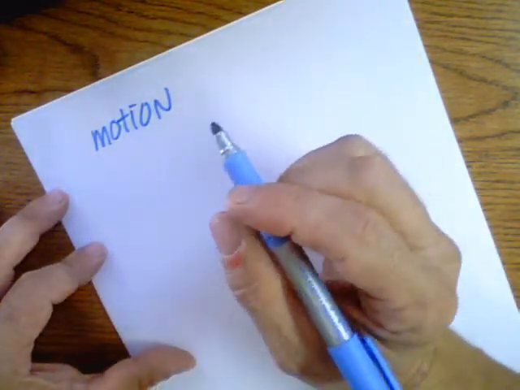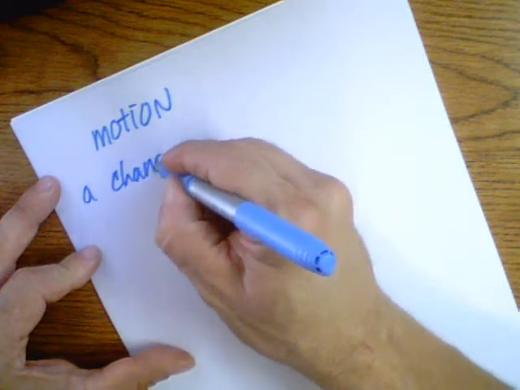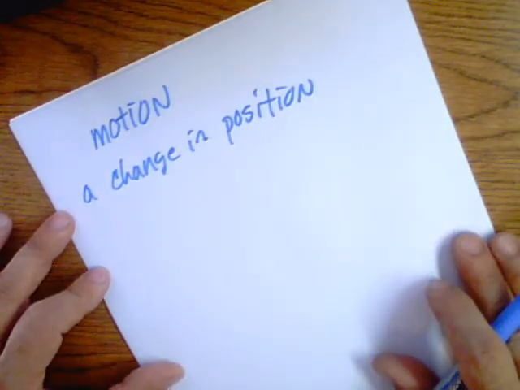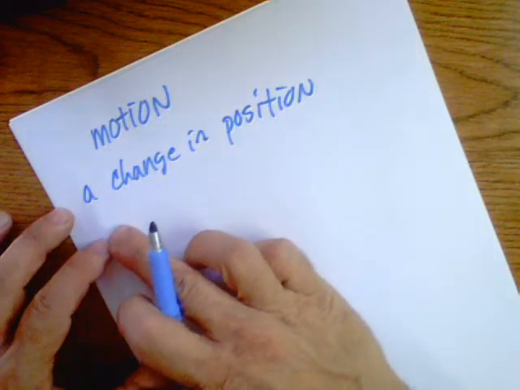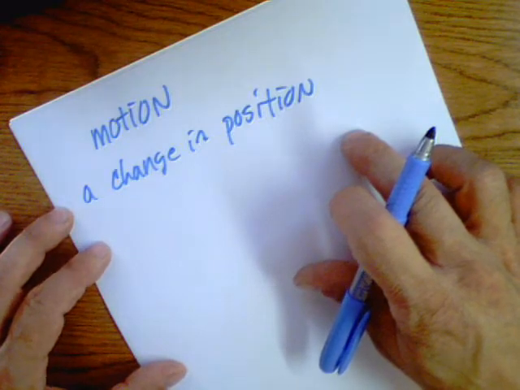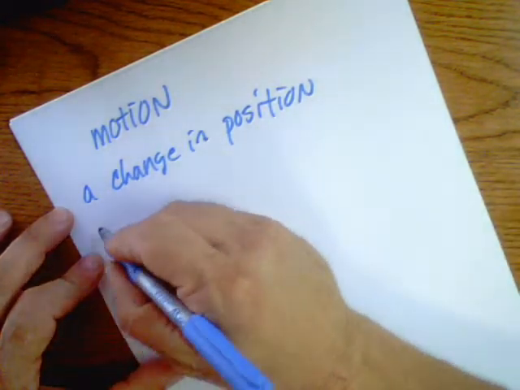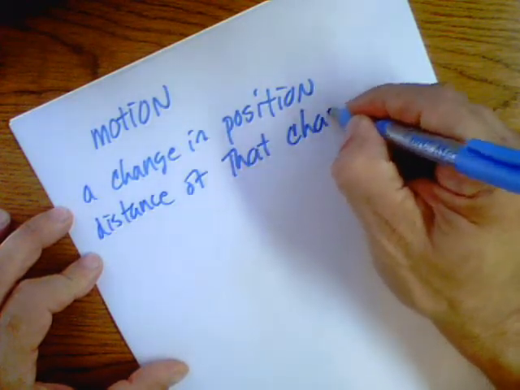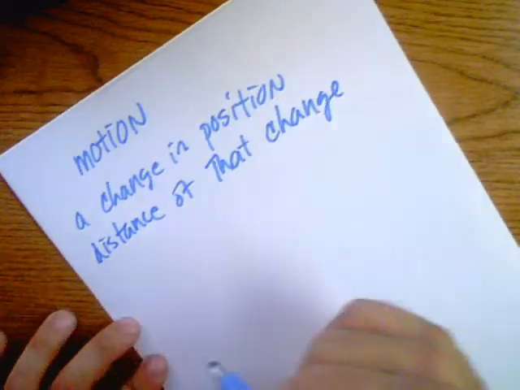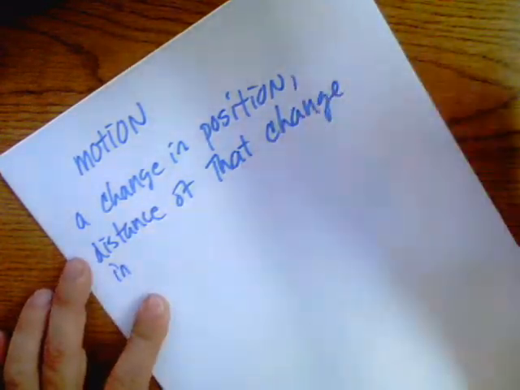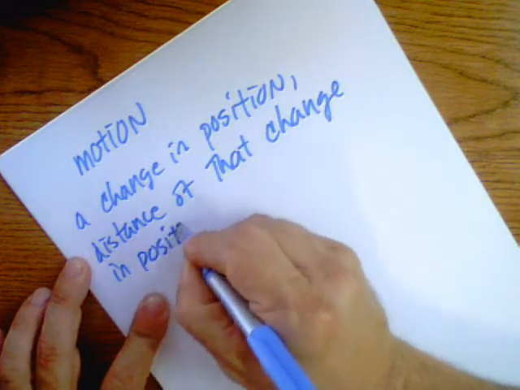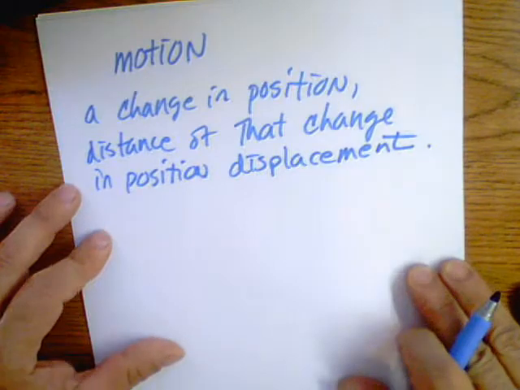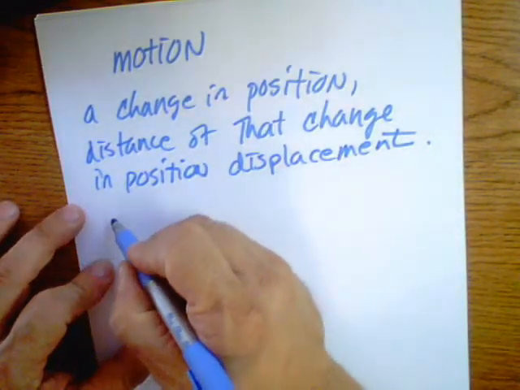What I'm talking about today is motion in one dimension. Now, a change in position is really displacement from a point of reference to some other point, and that's called displacement. It can be negative or it can be positive. And change in position is usually delta x.